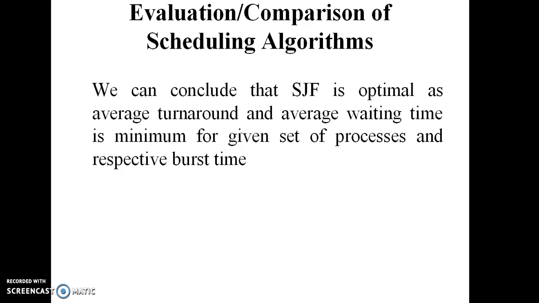So we can conclude from this that by solving the different problems, SJF is optimal, as the average turnaround time and average waiting time are minimum for the given set of processes and their respective burst times. So the conclusion is that SJF is the optimal algorithm for the different scheduling problems.